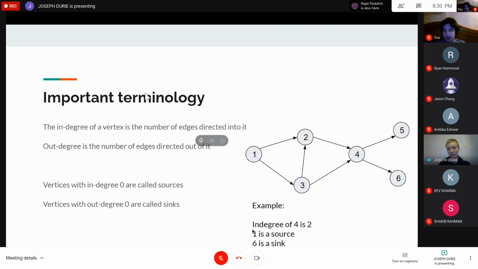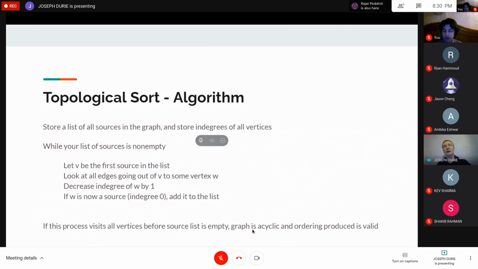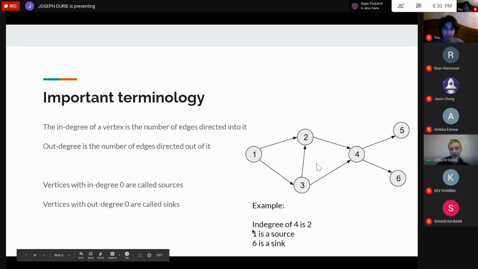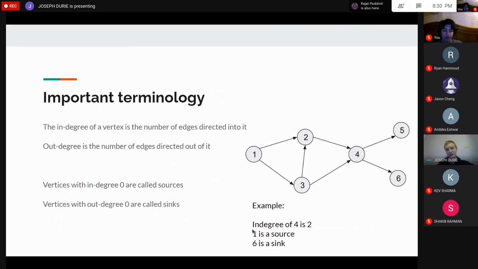Okay, so back to the actual algorithm. Like I said, we're going to be doing it basically greedily. At each step, we're going to find some vertex that we can take now. That means it has to be a source, right? Because it has to have no edges going in. So the first vertex you pick would have to be 1, because that's the only source. Everything else depends on something else. Like 3 depends on 1, 5 depends on 4. 1 is the only one you can choose at the first step.